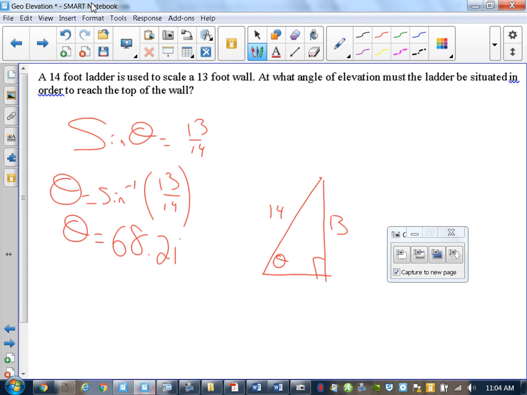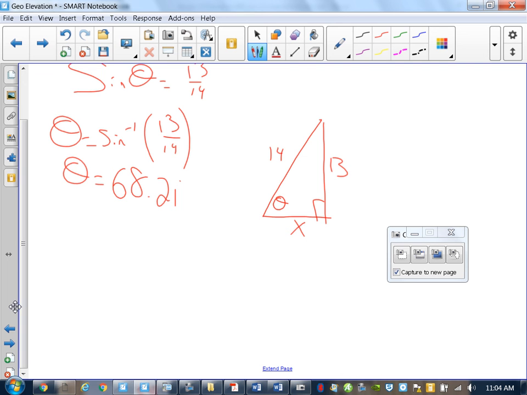All right. Now, what would you do to figure out how far you are off the wall? If you have two sides of a right triangle and are trying to find the third, what's always the easiest way? Pythagorean theorem. So if I wanted to figure out how far off the wall it would be, I would use the Pythagorean theorem. X squared plus 13 squared is 14 squared. Well, 196 minus 169 gives you the square root of 27.